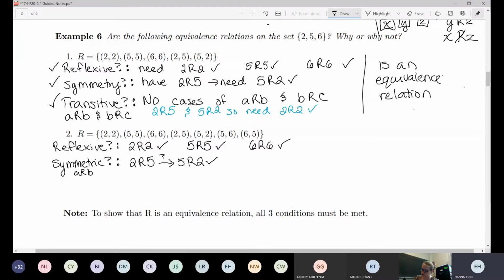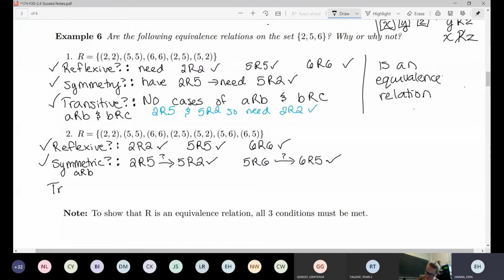Well, is there any other cases? We have that 5 is related to 6. Do we have that 6 is related to 5? Yes, we do. It's directly next to it. It doesn't have to be directly next to it, just has to be somewhere in that set, but it shows up, so we're good. So we're reflexive, we are symmetric.